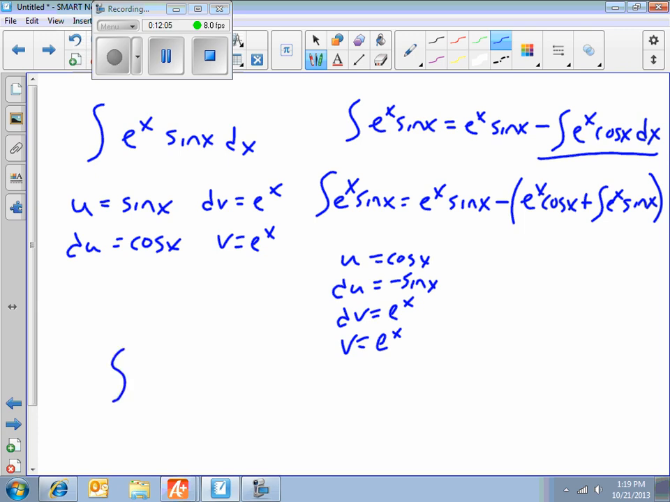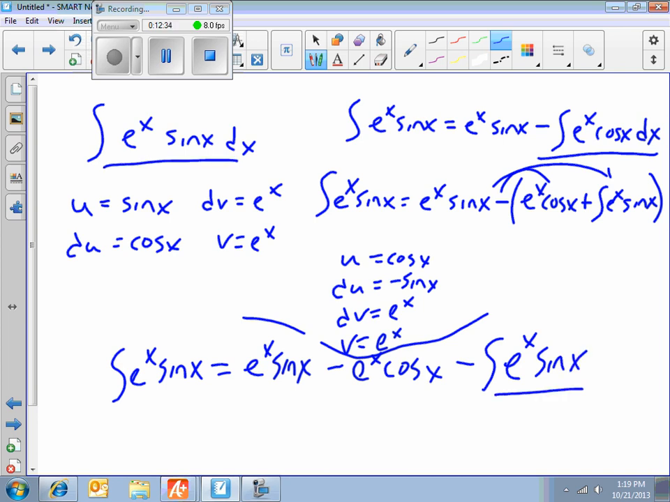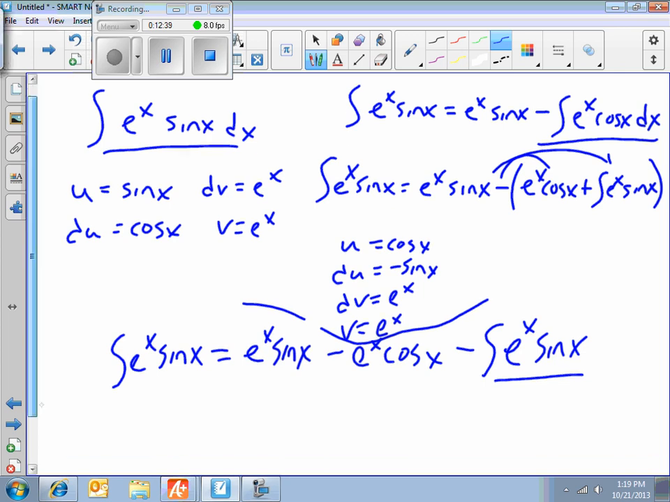So I have the integral of e to the x sine x is equal to e to the x sine x. Okay, I'm distributing this negative through. Minus e to the x cosine x minus the integral of e to the x sine x. And that's where we started, e to the x sine x. So I don't feel like I've really accomplished much here. Let me see if I can get myself some more room to work with here.